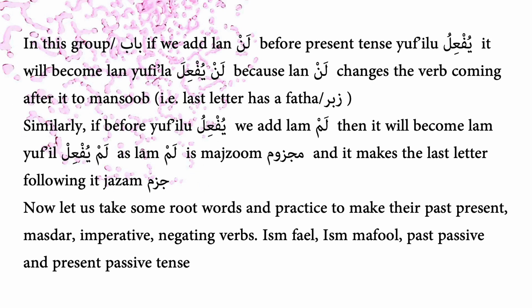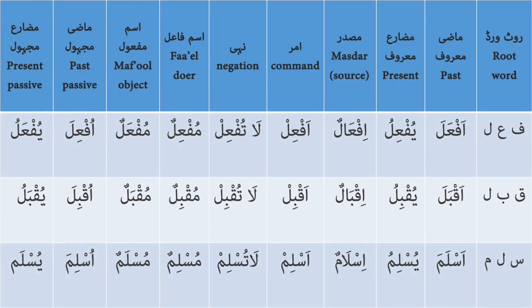Now let us take some root words and practice to make their past, present, masdar, imperative and negating verbs, ism fa'il, ism maf'ul, past passive and present passive tense. Root word: Madi maruf, past; Mudari maruf, present; Masdar, source; Amr, command; Nahi, negation; Ism fa'il, doer; Ism maf'ul, object; Madi majhul, past passive; and Mudari majhul, present passive.